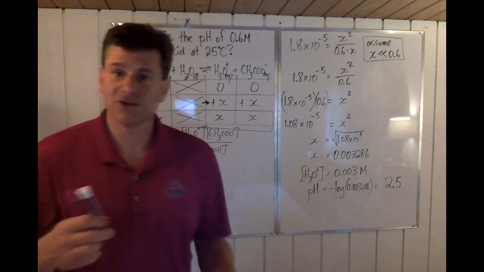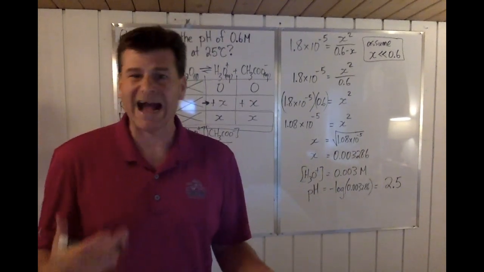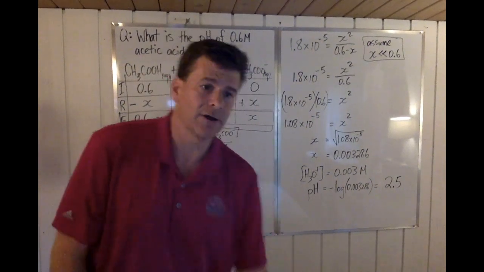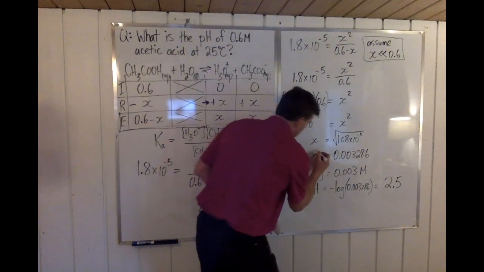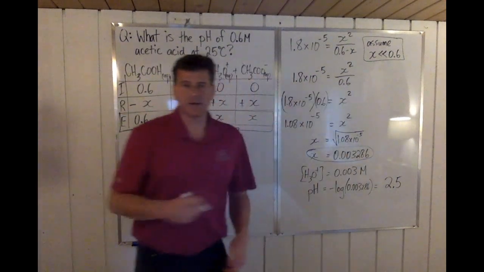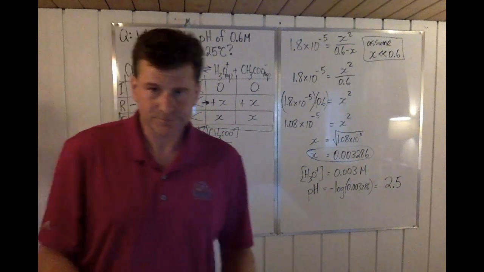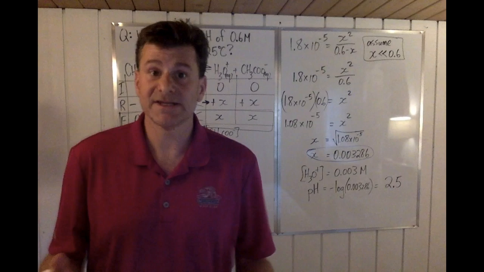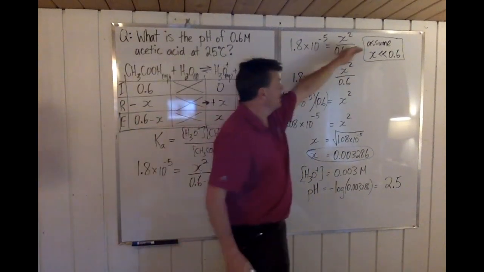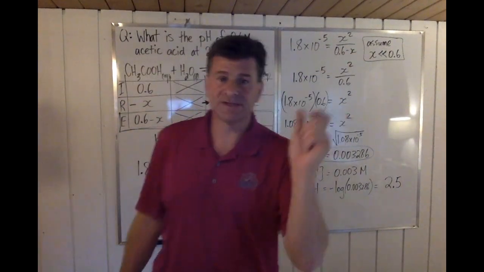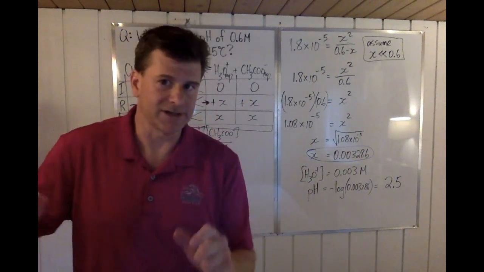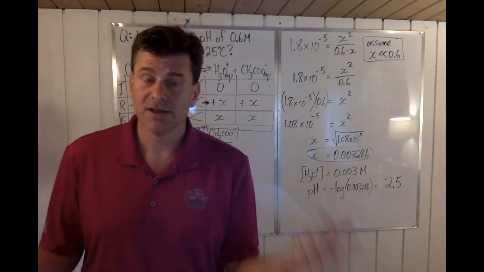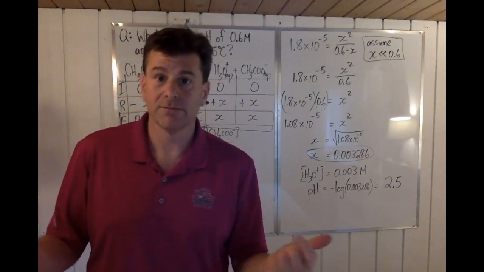Now, I said that I was going to show you how to know if your assumption worked. You should actually check your assumption. So you should come to this point right here, where x equals something, and you should say to yourself, is that okay? Does my assumption work? Coming back up here, when I said x is going to be significantly smaller than 0.6, therefore I can drop it, was it? Was it significantly smaller than 0.6? And could I get away with dropping it?